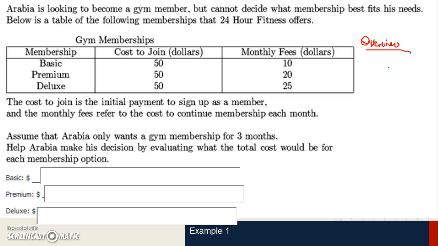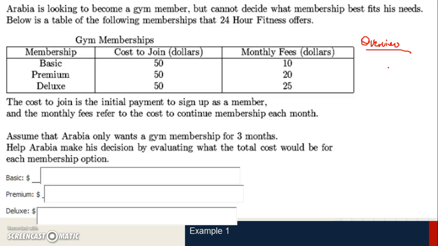Arabia is looking to become a gym member, but cannot decide what membership best fits his needs. Below is a table of the following memberships that 24 Hour Fitness offers. Then it has Basic, Premium, Deluxe, cost to join, monthly fees. This looks really familiar because you had a similar style of problem in your previous assignment. Then it goes on to say, the cost to join is the initial payment to sign up as a member, and the monthly fees refer to the cost to continue membership each month.